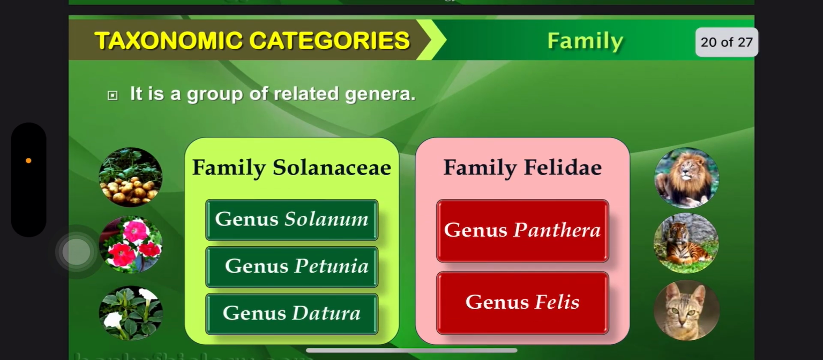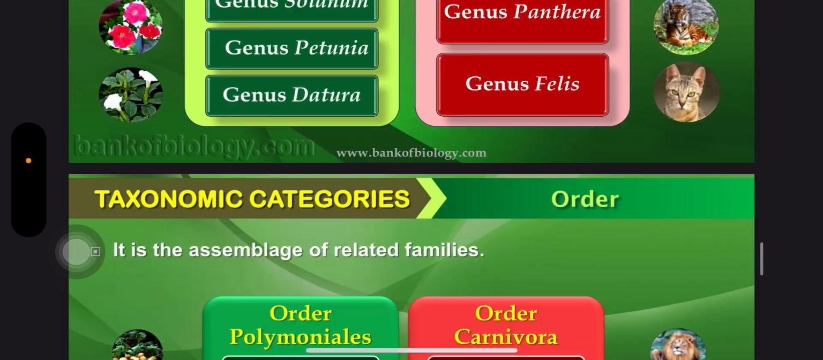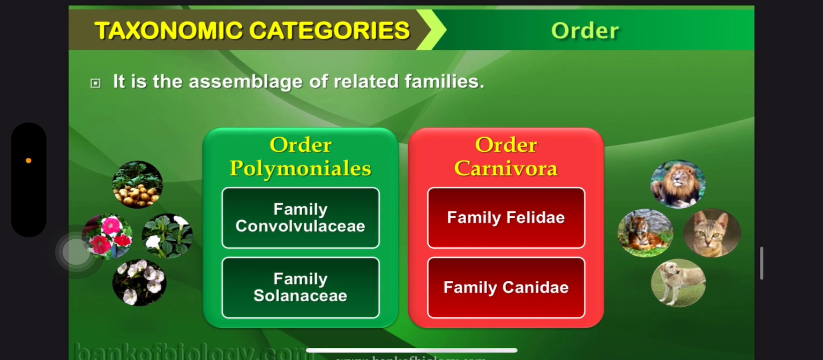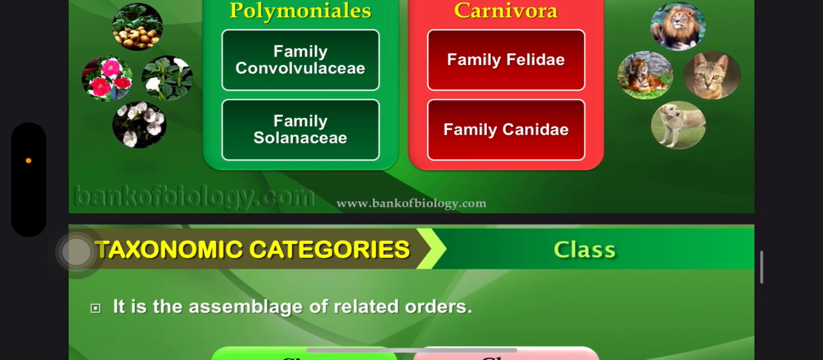Now we'll go for the family. It is a group of related genera. Family Solanaceae includes Solanum, Petunia and Datura. These all come under Solanaceae. Genus Panthera and genus Felis come under Felidae. Now order: the assembling of related families together as an order. Families Convolvulaceae and Solanaceae come under the order Polemoniales. In animals, Felidae and Canidae come under the one order Carnivora.